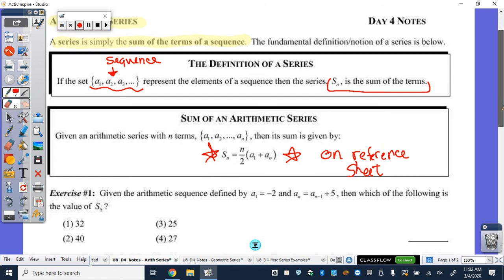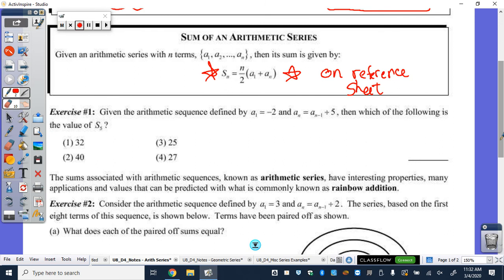So we just need to know how to use it. We don't have to memorize it. Let's take a look at our first example. Given the arithmetic sequence defined by a sub 1 equals negative 2 and a sub n equals the previous term plus 5, which of the following is the value of S sub 5? They want us to find the sum of the first 5 terms of that sequence. So my n is 5, and I'm going to put 5 in for n in my formula. That gives me 5 over 2 right there.